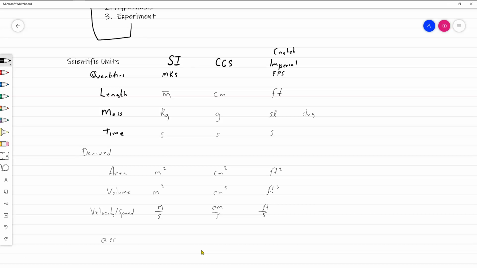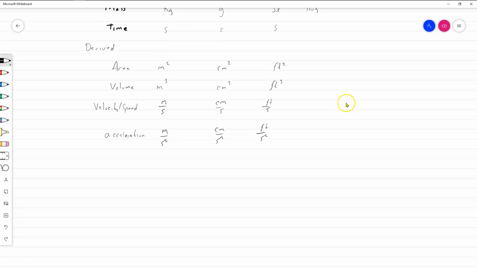Acceleration. Acceleration is the rate at which a speed or velocity changes. And acceleration is just the speed divided by time. So it is meters per second squared, centimeters per second squared, and so forth. And you get the idea of how we can put these together. I do want to show you a few more that are going to be important to us as we go, and we want to kind of introduce them early.